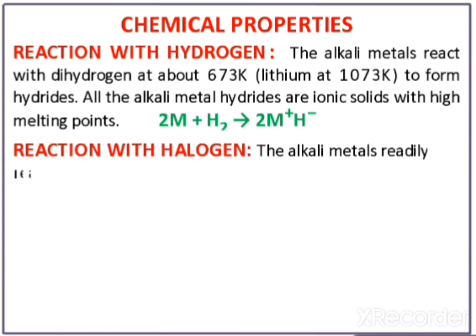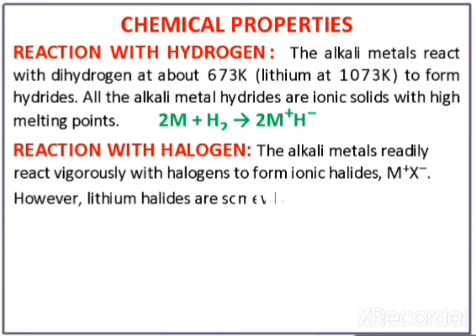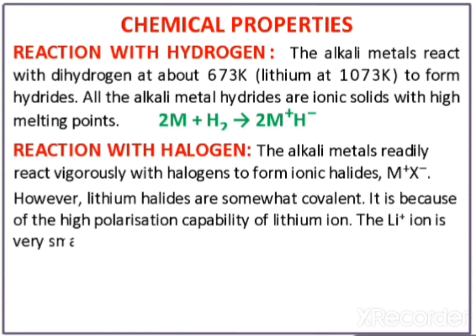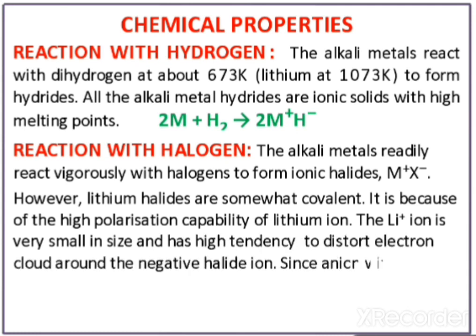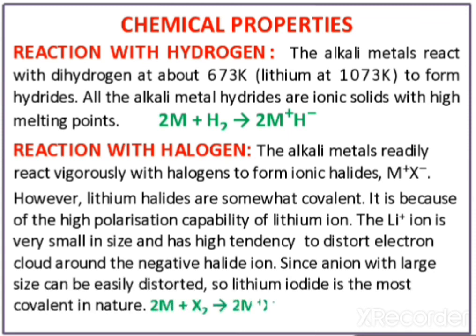Reaction with halogens. So these react with halogens to form ionic halides, M plus X minus. Okay. However, lithium halides are somewhat covalent. Now we have discussed the anomalous behavior of lithium: lithium chloride is covalent and sodium chloride is ionic. So why is lithium chloride covalent? The reason is the high polarizing capability of the lithium ion. So due to high polarizing power, the bond now has covalent character.